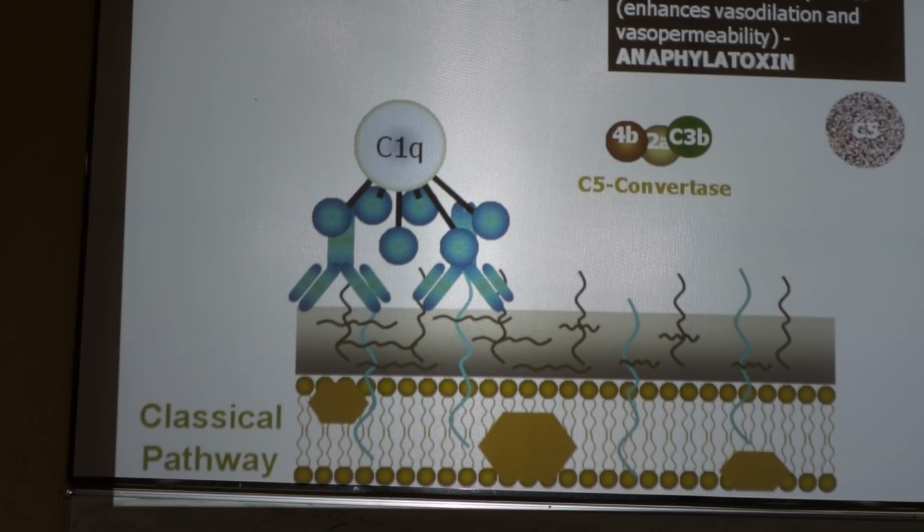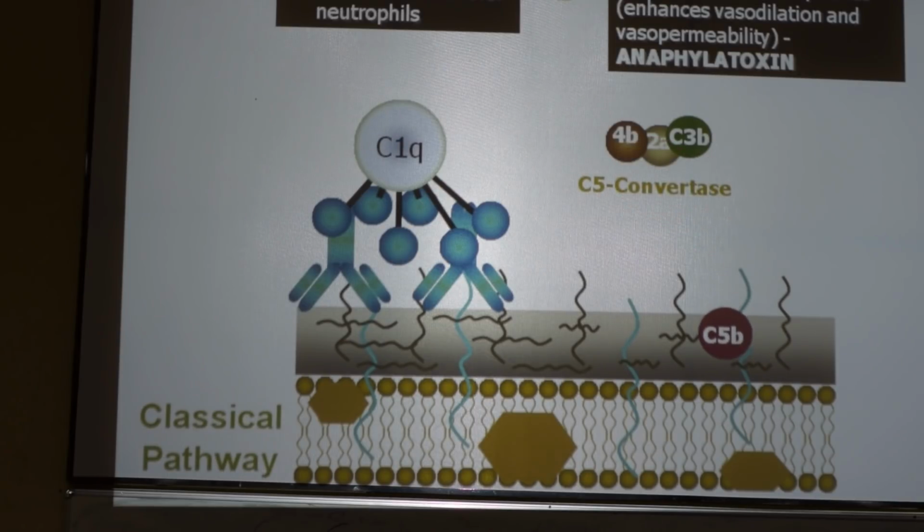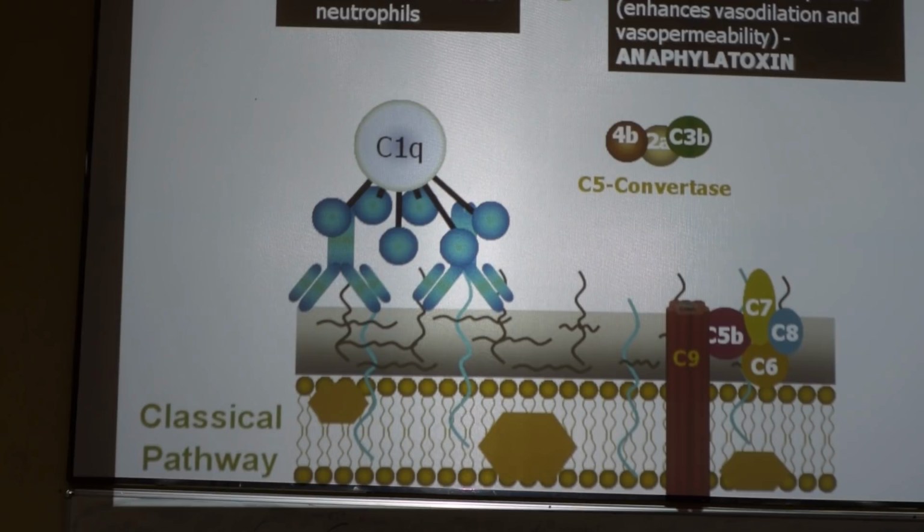So this C5 convertase is going to convert C5 into A and B. C5b comes to the wall of the bacteria and is then joined by C6, 7, 8 and 9. And what is it called? MAC, membrane attack complex. And how does it destroy the bacteria? It punches holes in the bacteria.